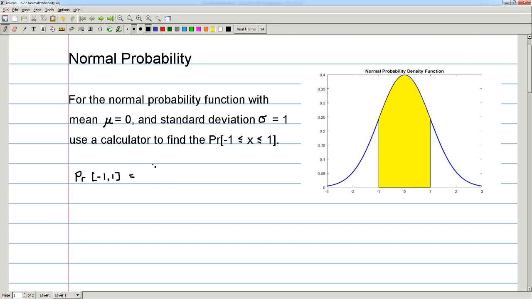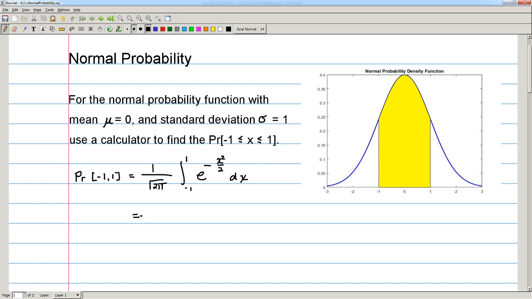let's see, we have 1 divided by sigma times the square root of 2 pi. And sigma is a 1, so we can leave this off. Times the integral from minus 1 to 1 of e to the minus x minus mu, that would be x squared over sigma squared times 2 dx, like so. But we don't have any techniques for calculating this value without the help of a calculator.